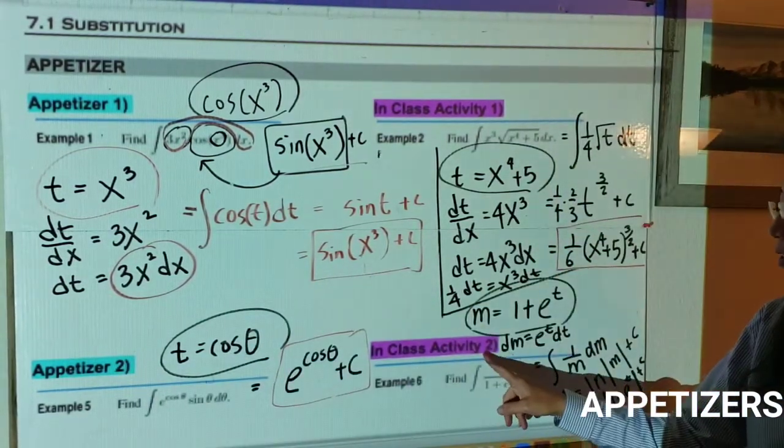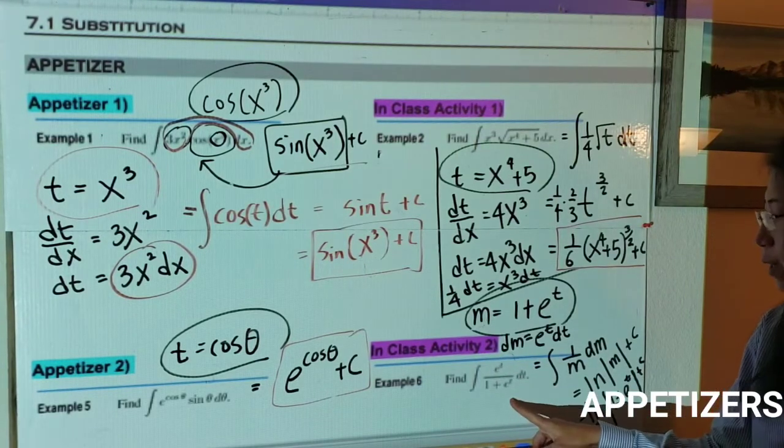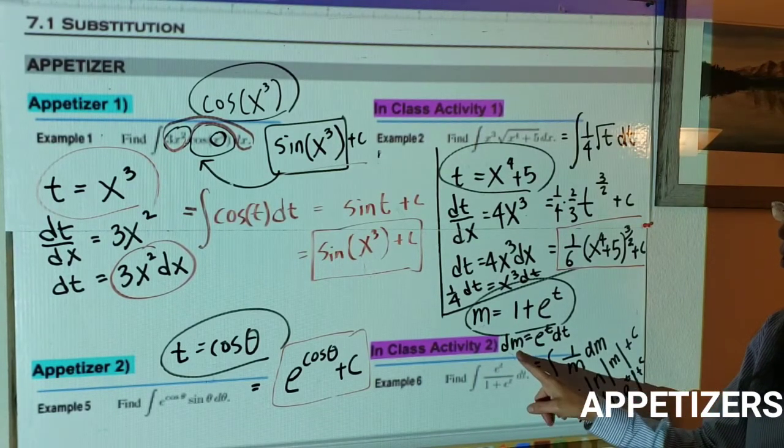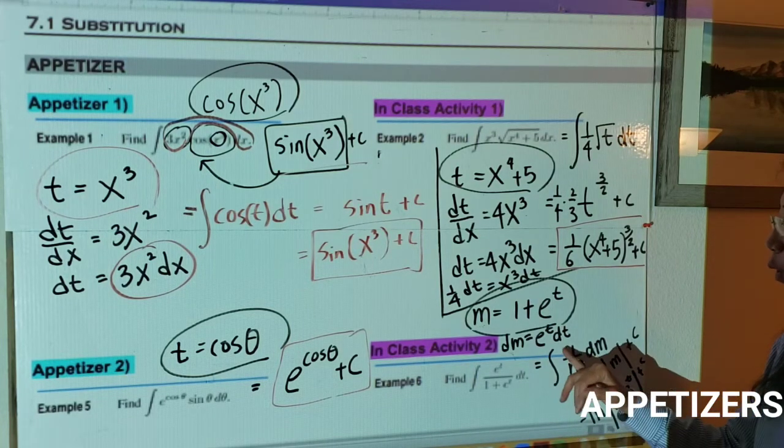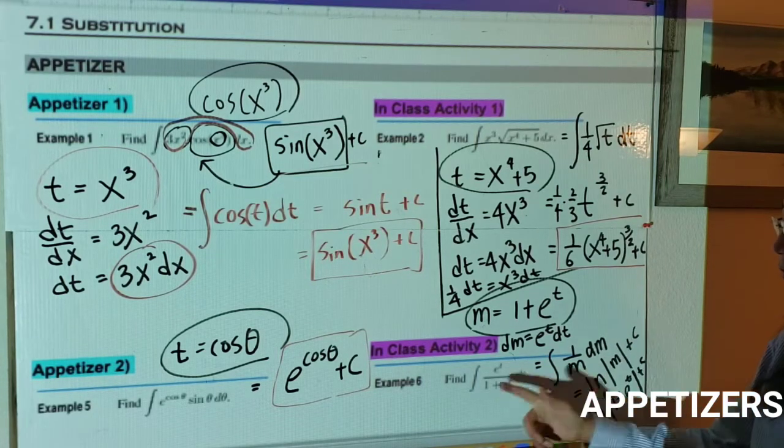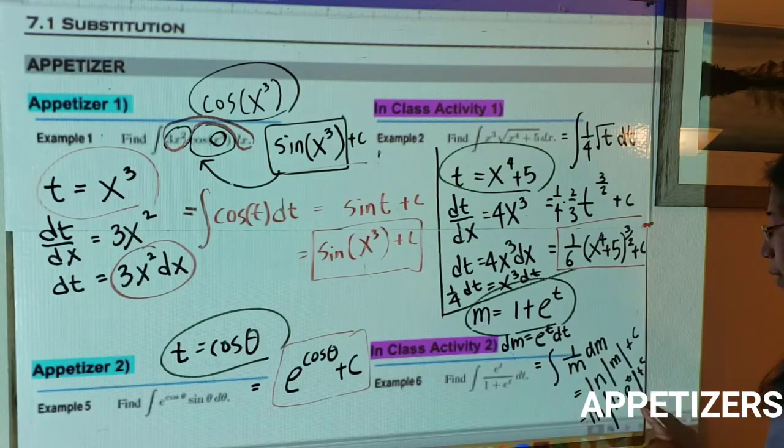And then in-class activity 2 looks actually tough, but if you substitute, sorry, this one shouldn't be t, it should be m, because I want to use a different variable. If you simplify, it all turns out to be just a simple 1 over m dm. That's what I'm talking about. It gets really simple compared to this one, so you will see the pattern better.